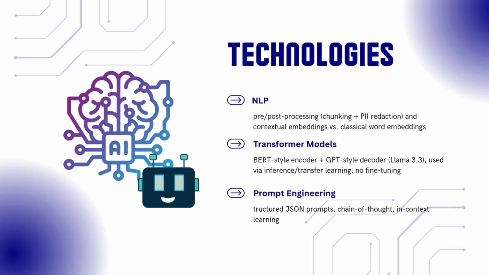Secondly, we leverage advanced transformer models. Our architecture uses a BERT style encoder for the embedding model and a GPT style decoder, specifically Llama 3.3, for text generation. Crucially, this runs purely through inference on Groq. This is a direct application of transfer learning. We are applying a powerful pre-trained model to a specific task with zero need for computationally expensive fine-tuning.